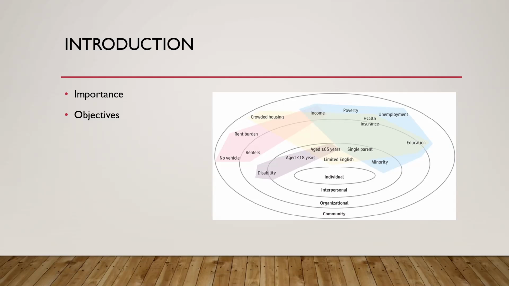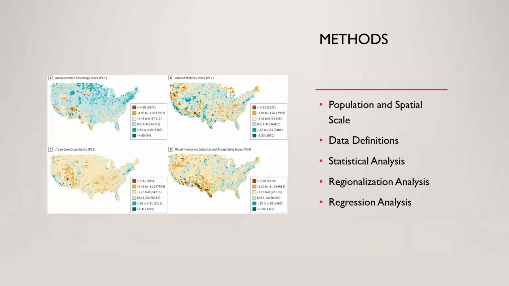Social determinants of health indicators are mapped into different spheres, as you can see in the picture on the screen, of the sociological model. Components include indicators for each index. The blue shading indicates the socioeconomic advantage index. The purple shading indicates the limited mobility index. Red shading indicates the urban core. And the yellow shading indicates the mixed immigrant cohesion and accessibility index.